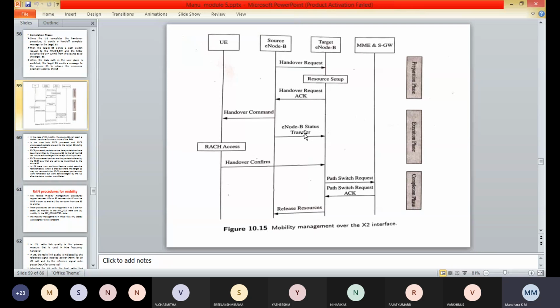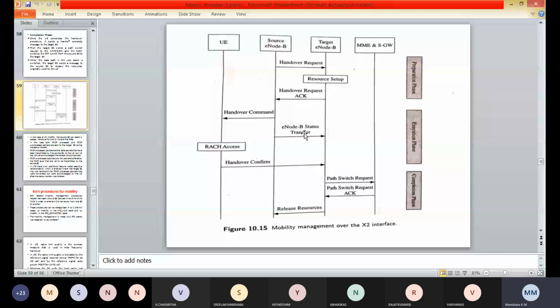The target E node B sends a message to the source E node B to release the resources originally used by the user equipment. So in the case of X2 mobility, both the PDCP processed and the PDCP unprocessed packets are sent to the target E node B during the status transfer.